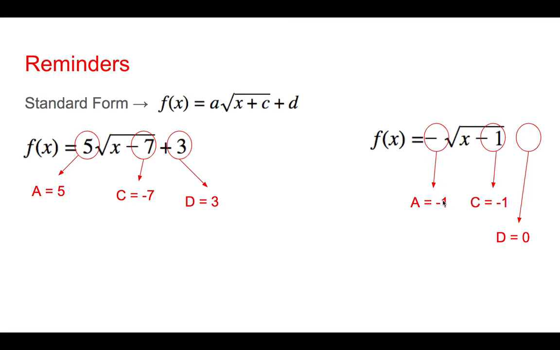And this negative sign makes A a -1. C is also -1 in here. D is allowed to be 0. So if there's nothing on the outside being added or subtracted, that makes our D value 0. So A cannot be 0, but C and D can. So if there's nothing in the front, there's a 1. But if there's nothing in here or out here, then C and D are allowed to be 0.